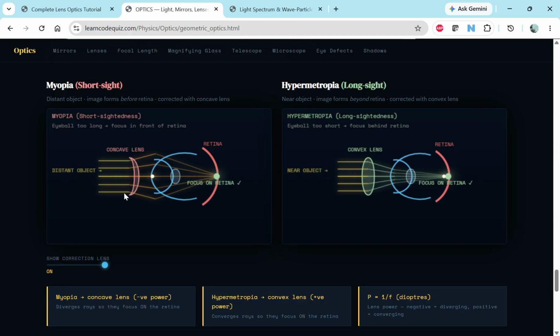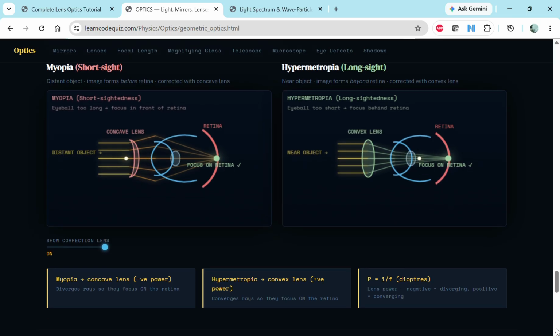On the other hand, when you cannot see long distance objects, that's called myopia. And you need a diverging lens where the image was forming before the retina, and you need it to basically take it a little far away and bring it to the retina.